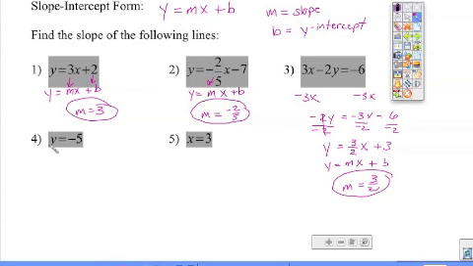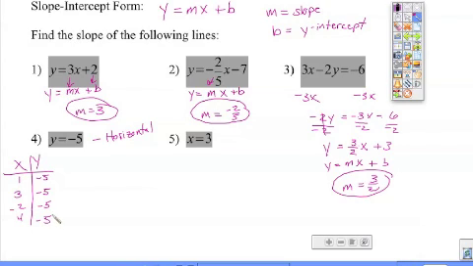On number 4, here's that unique case of a horizontal line. Whenever you have y equals, you're looking at a horizontal line. Because if I was to make an xy chart, y, according to the equation, is always negative 5. So no matter what, this equation says y is negative 5. So if x is 1, y is negative 5. If x is 3, y is negative 5. If x is negative 2, so on and so forth. Any number I pick for x, y is negative 5.